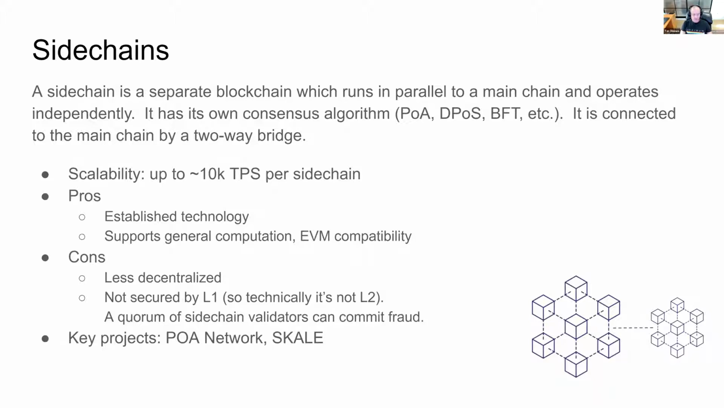And it's important to recognize that a quorum of sidechain validators can commit fraud. So if you have, say, 5 validators running a sidechain and 3 of them decide they want to override some transaction, they can do that. Key projects in the sidechain category are the POA Network and Skale.